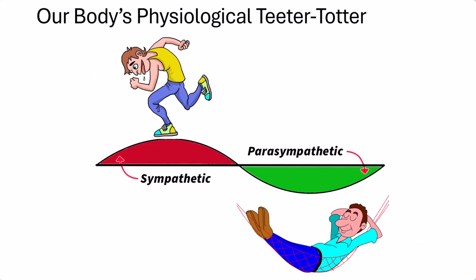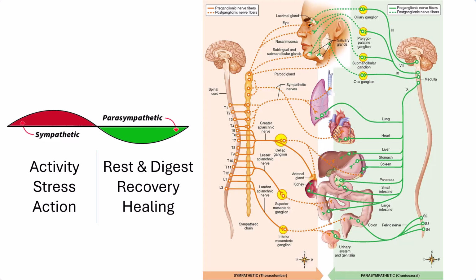So our physiology is either running a race or resting and recuperating from the race. Healing processes are suppressed when we're running the race and restored when our physiology returns to parasympathetic dominance. The diagram on the right of this slide shows the two parts of the autonomic nervous system, the sympathetic and parasympathetic. The sympathetic nervous system is on the left in the orange or tan color, and the parasympathetic is illustrated on the right in the green color.